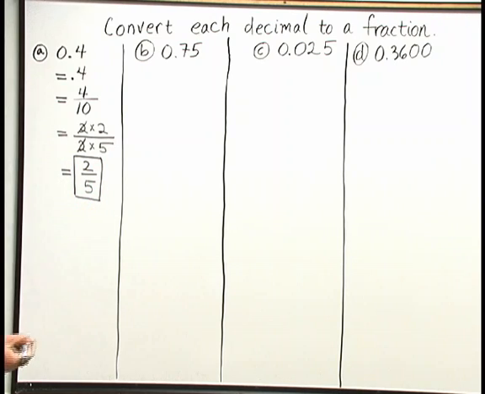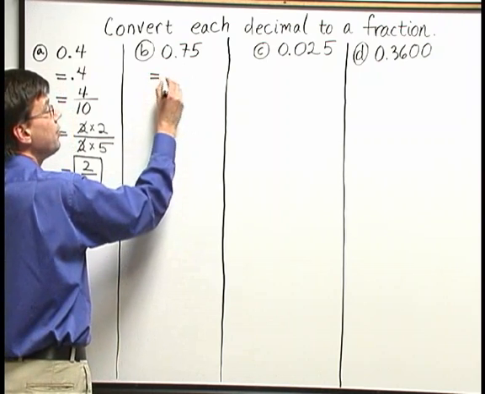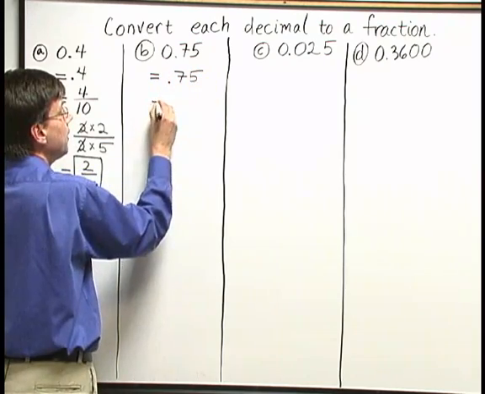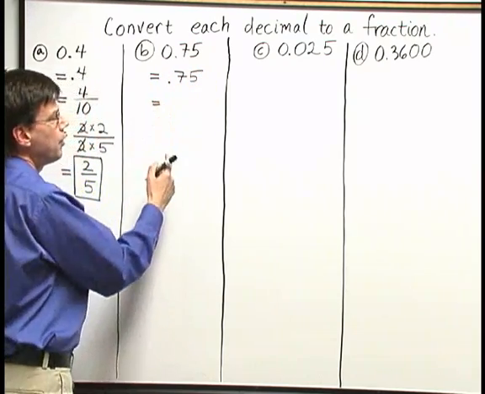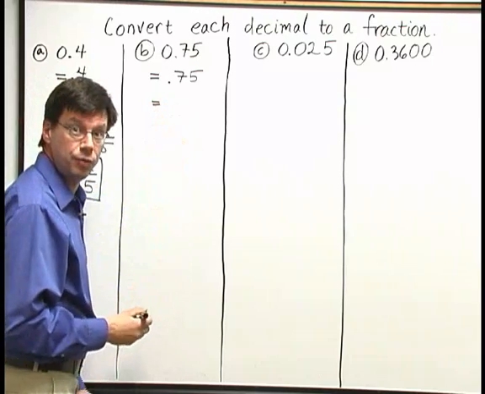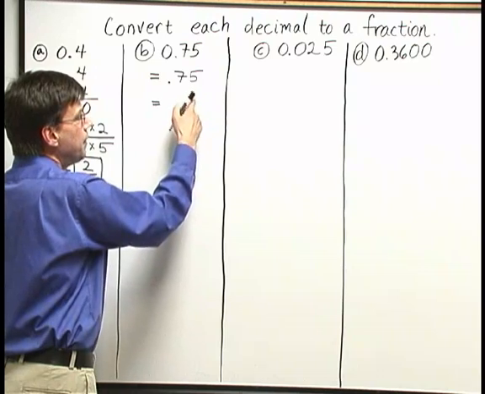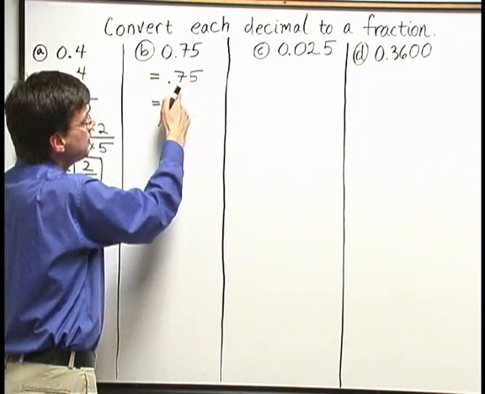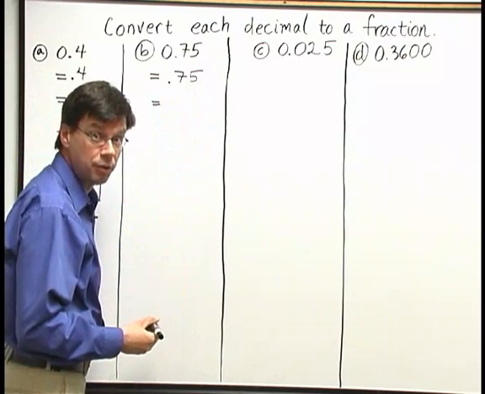Let's do another one. 0.75. 0.75 can also be written as .75. Again, the 0 is optional in front of the decimal point. Now, in order to convert 0.75 to a fraction, we want to think about the place value of the digit that's written furthest to the right. 7 is in the tenths place, but 5 is in the hundredths place.